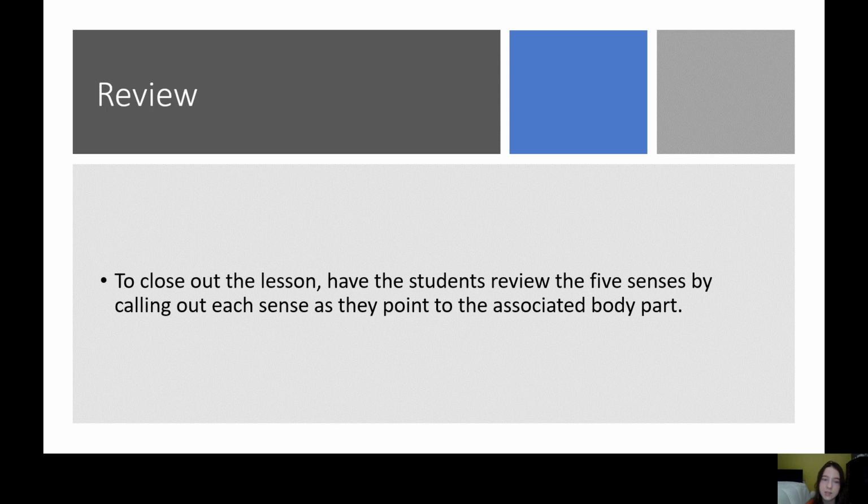So at the end of the lesson, to review, or maybe it's like an exit ticket, you can close out the lesson by having the students review the five senses, by calling out each sense as they point to the associated body part.